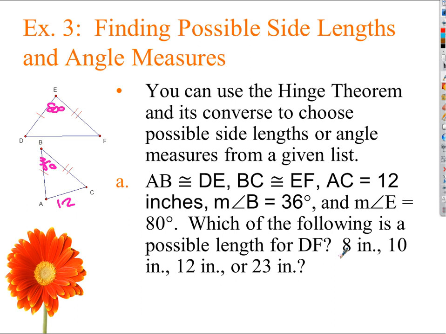What do you know about DE compared to AC? If this angle is bigger than this angle, but the sides of the hinge, look at these congruences. That's congruent to that. That's congruent to that. So what do you know? If the hinge angle is 80 degrees here and 36 degrees here, what's that tell you about the rubber band? Stretched more, right? It's got to be bigger. So I know that this side right here, DF, has to be greater than 12. There's only one possibility that's greater than 12, and it's 23, right? So that's got to be the answer. That's the kind of stuff we do.